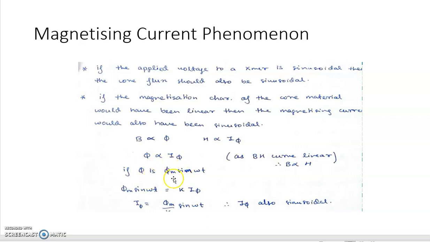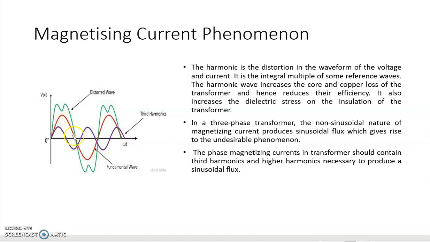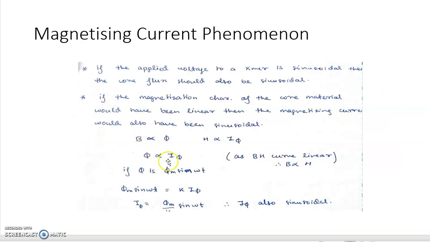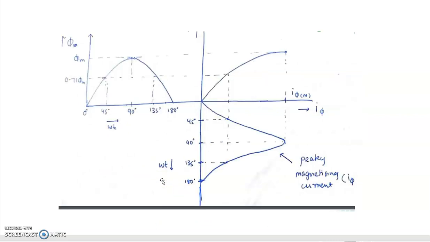And if flux is phi m sin omega t, as we have seen in the previous slide, this is sin omega t, the red wave. So phi m sin omega t can be equal to k I, and the ultimate value of current will be phi m sin omega t by k. As you can see in the waveform, this is the flux produced with respect to angle 180 degree, and this is the current produced by that flux. This is the peak magnetizing current. We are going to understand it in detail in the upcoming slides.